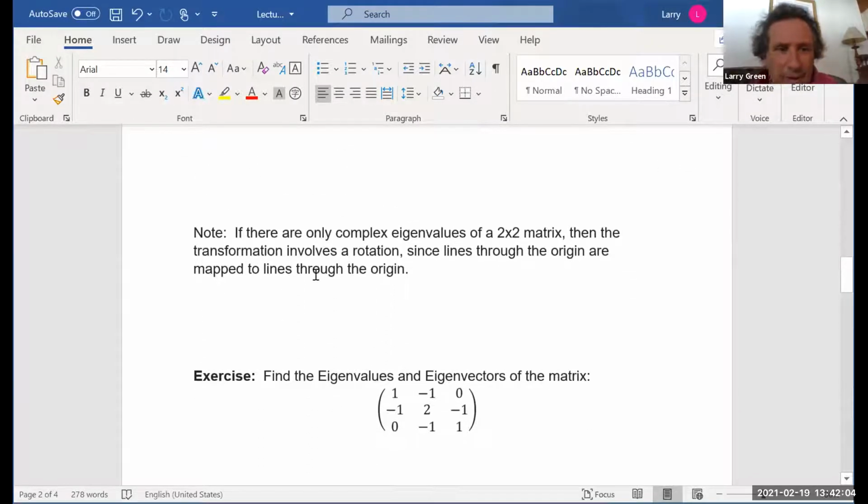As I mentioned, if there are only complex eigenvalues for a 2 by 2 matrix, then the transformation is a rotation. Since lines through the origin are mapped to lines through the origin, that matrix is going to rotate the lines so that they don't stay in the same line. There's no line that stays the same.